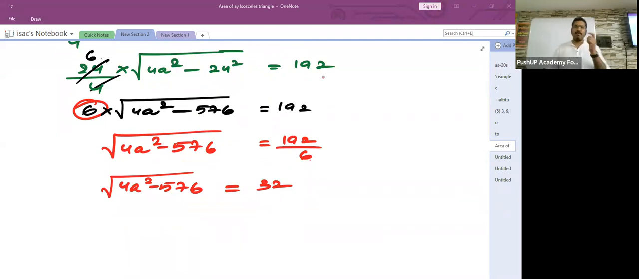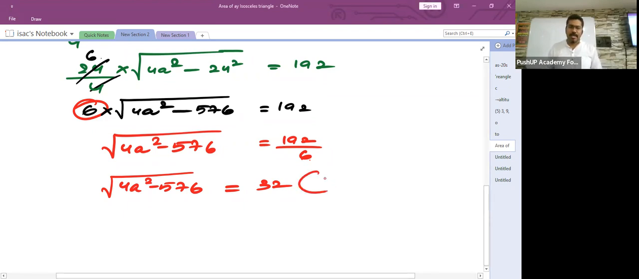32. Now we have to eliminate the square root sign. Who is the villain in this equation? The square root sign, isn't it? Square root is a villain, no? Yeah, we have to eliminate this villain. And how do we eliminate this villain? By squaring both the sides.